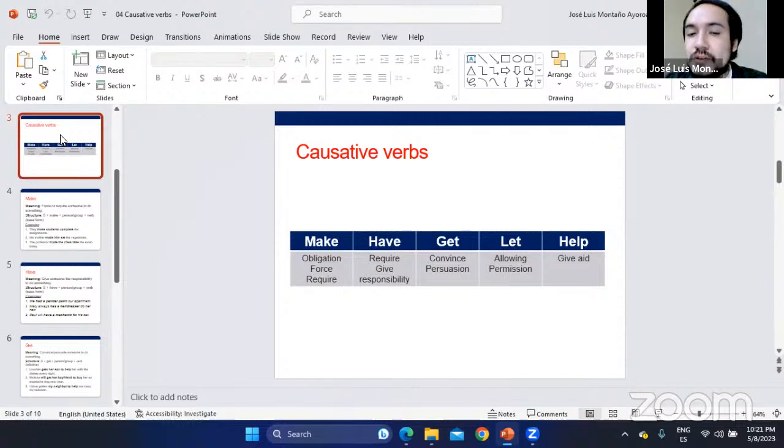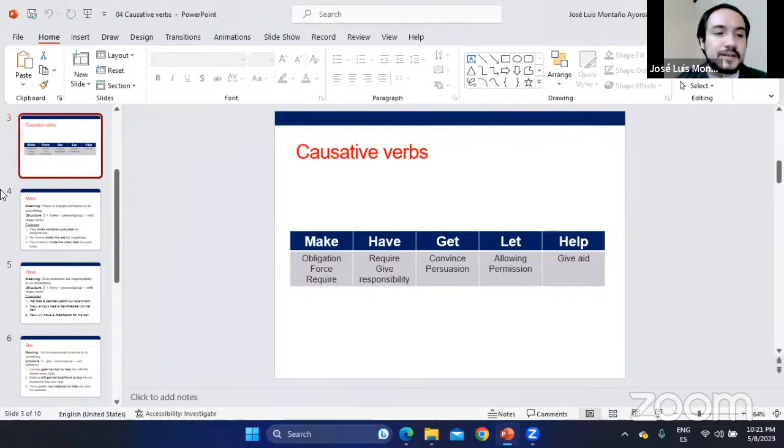Make is used for obligation, forcing, and requiring something from someone. Have is for requirement, for giving responsibility. Get is for convincing and persuading. Those are the three already important ones. And then you have let, that is allowing or giving permission, and help, that is giving aid.